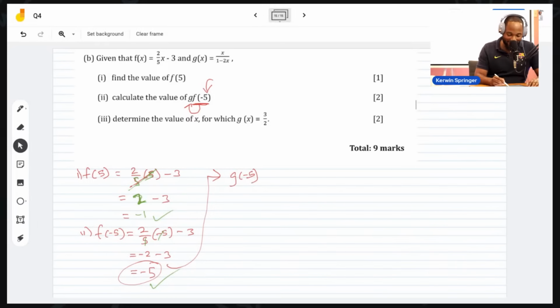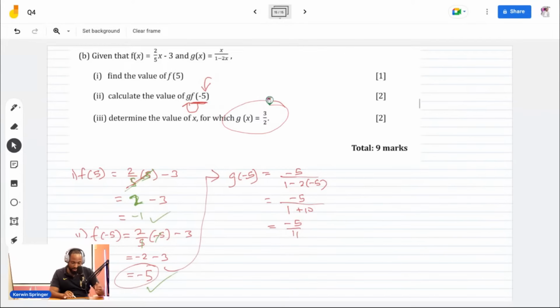G of negative 5 is negative 5 over 1 minus 2 by negative 5. So this is negative 5 over 1 plus 10. So this is negative 5 over 11. We can call that George now.